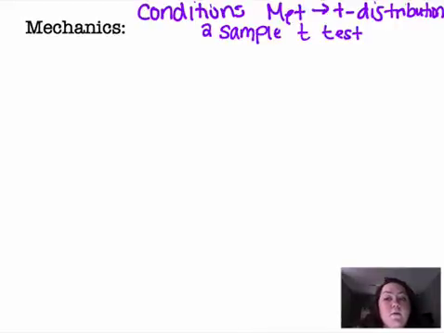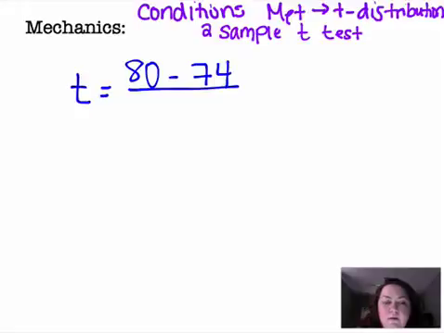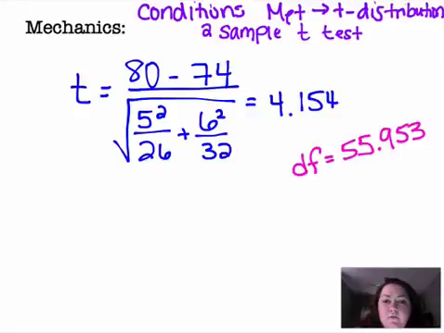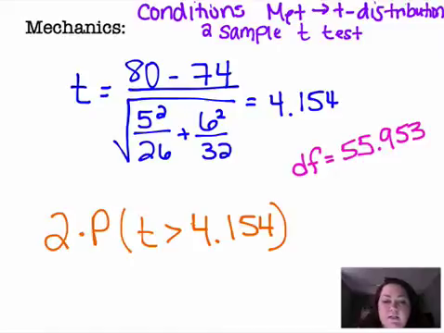So conditions are met, we're using a t-distribution, and we're going to do a 2-sample t-test. I'm going to put this all into my calculator, and I'm going to write all the pieces in my formula. You already have the 80, the 74, the 5, the 26, the 6, and the 32 to plug into your formula. You can calculate the t-value, or you can get the t-value, the p-value, and the degrees of freedom all at the same time on your calculator. Your calculator tells you that degrees of freedom is 55.953, which is about 56.